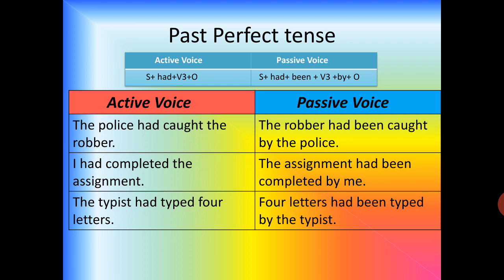Like, the police had caught the robber. I had completed the assignments. The typist had typed 4 letters. Earlier it was have or has, but now it is past perfect, so simply what will be used instead of has? Had. So when we change it into passive voice, simply what will you do? Firstly interchange subject and object, and then add had, because it's perfect. In perfect, whatever tense, past, present or future, had been. Okay, as soon as you add been, the verb's third form and then by an object.